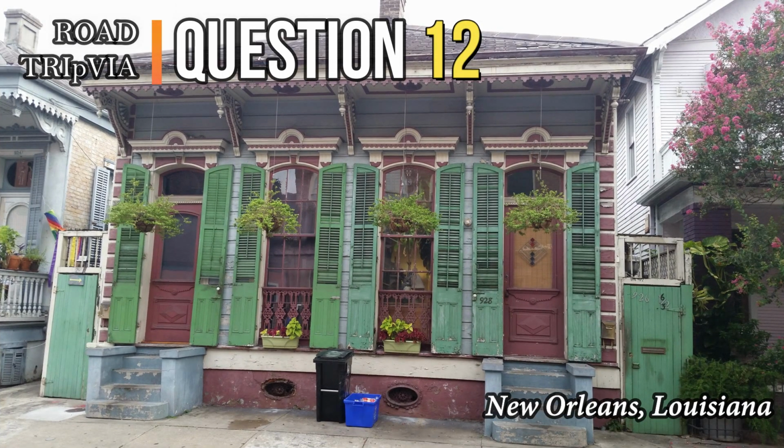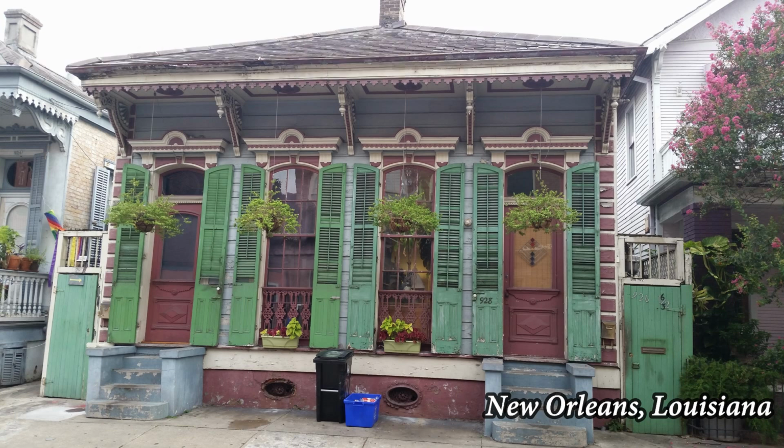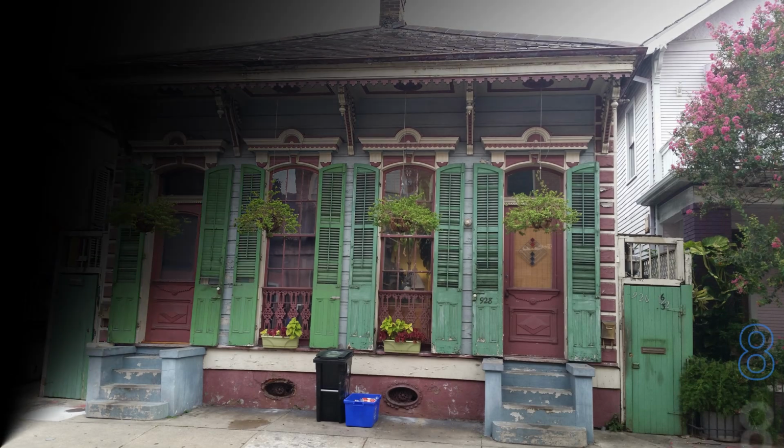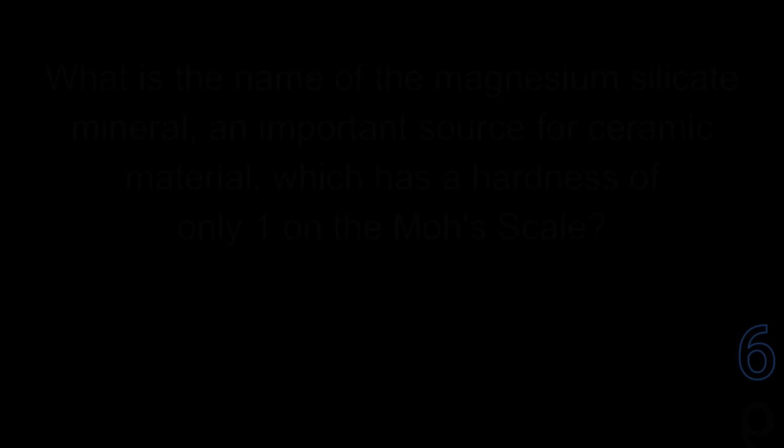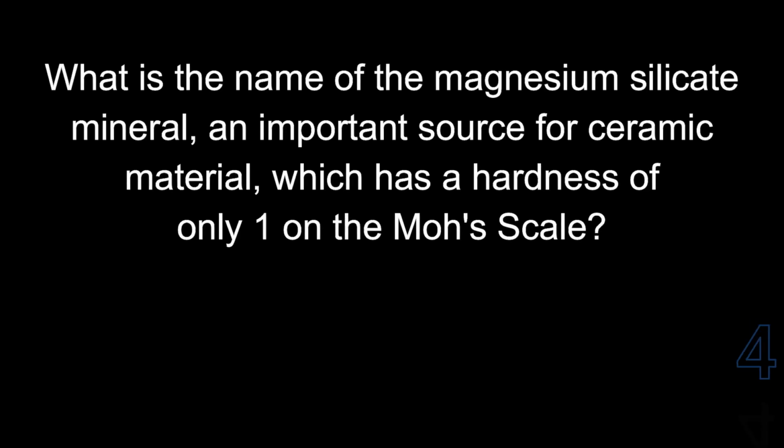Question number 12. What is the name of the magnesium silicate mineral, an important source for ceramic material, which has a hardness of only 1 on the Mohs scale? A 1 on the Mohs scale means it's very soft. The answer is talc.